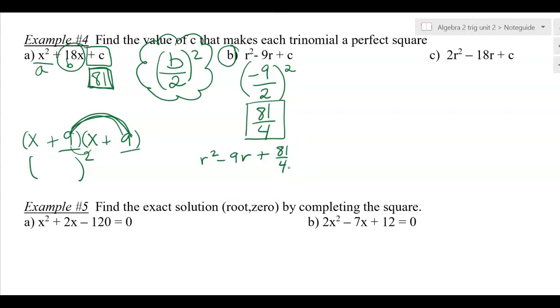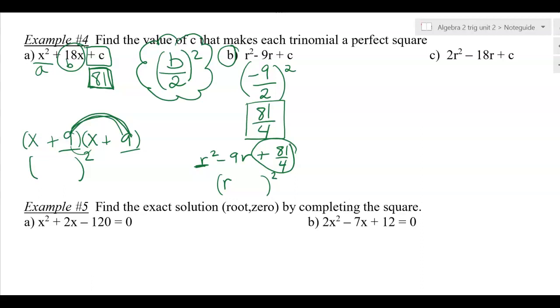Remember, the whole purpose in completing the square is that this should now factor as a perfect square, two of the exact same thing, which means the first term would have to be r, or x, yeah, but in this case r. And then what would be squared at the end? What would have been multiplying times itself to make 81 over 4? 9 over 2.